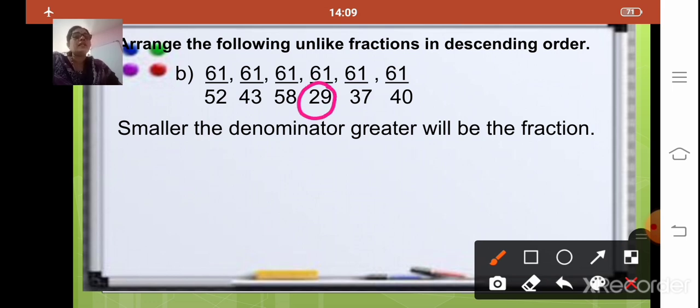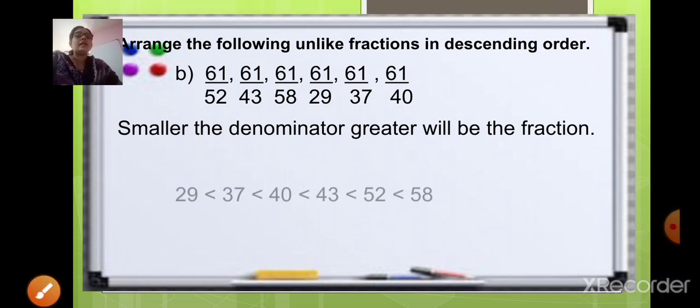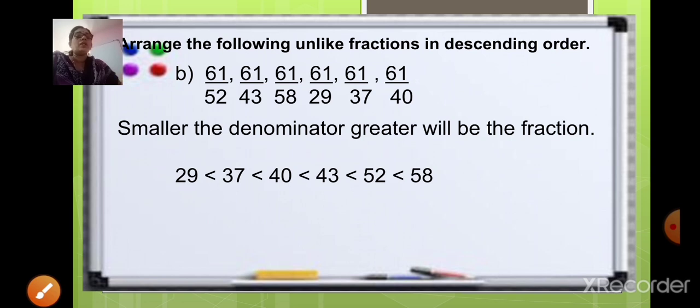So you write this fraction first. Yes, that means 61 upon 29 is greater. Okay, in fraction terms, 61 upon 29 will be greater. Why? Because smaller the denominator, greater will be the fraction. So first let us arrange the denominators. Now here 29 is smaller than 37. 37 is smaller than 40. 40 is smaller than 43, 43 is smaller than 52, and 52 is smaller than 58.